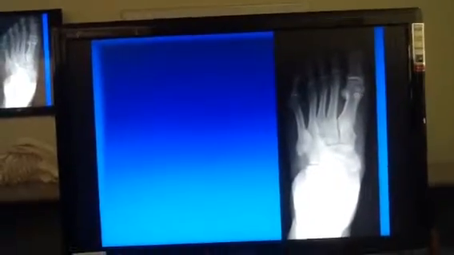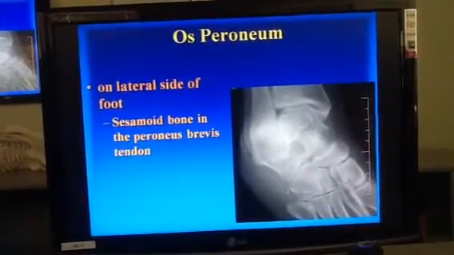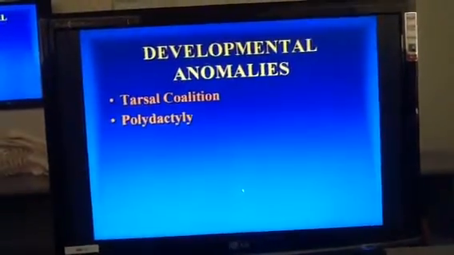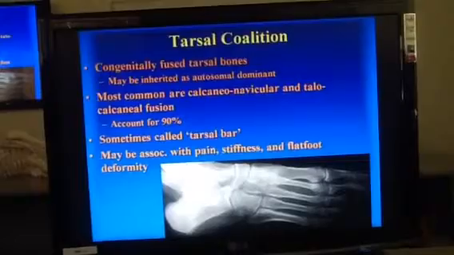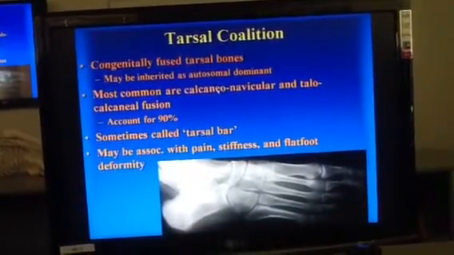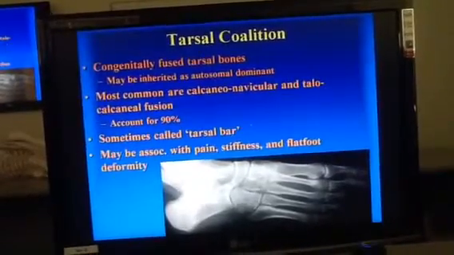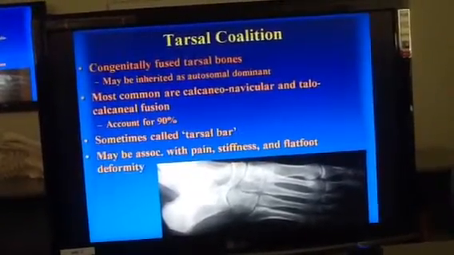Here we go here. This one has a couple of things to talk about, right? You got the tibiale externum, and then you got bipartite here. So that's more. And then the os peroneum by the cuboid. Tarsal coalition, right? So most common is between the calcaneus and the navicular. Also between the talus and the calcaneus.